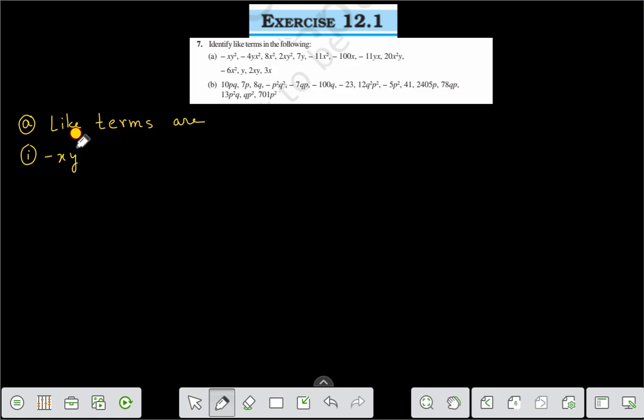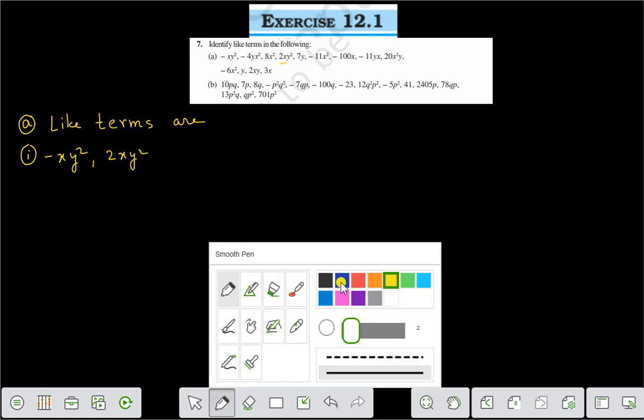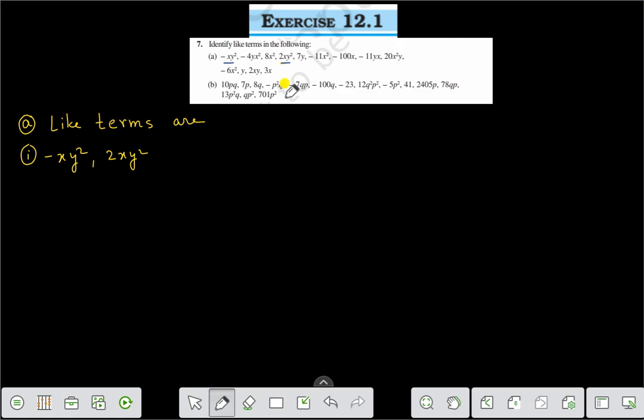Minus xy square. This one here, you see this term, that is 2xy square. That means we got two values: one is minus xy square, and another one is 2xy square.